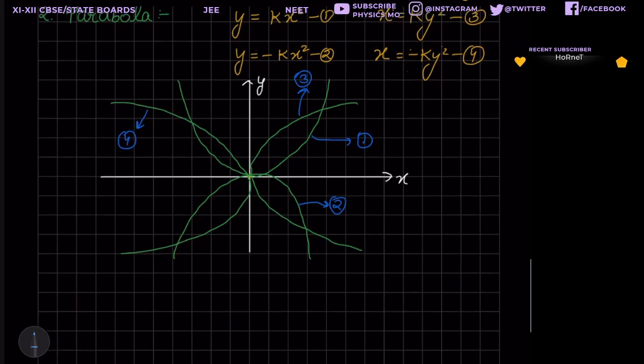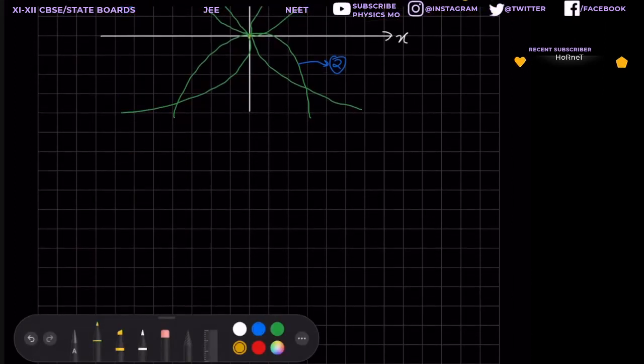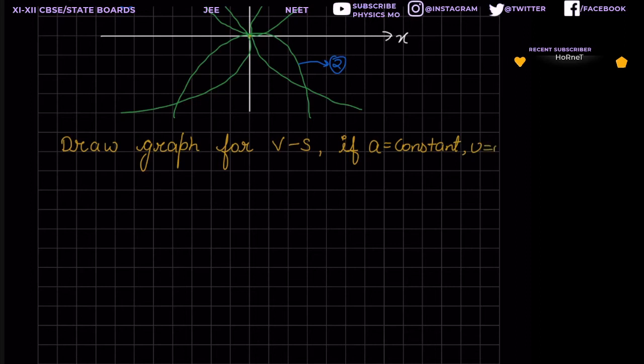Great. Let's take one example in this. For example, if someone says that you have to draw the graph for velocity and displacement such that acceleration is constant and u is 0, which is initial velocity. I hope you all have this idea.